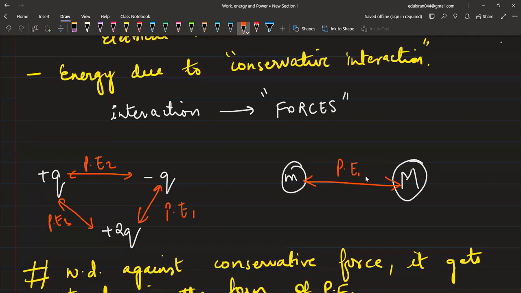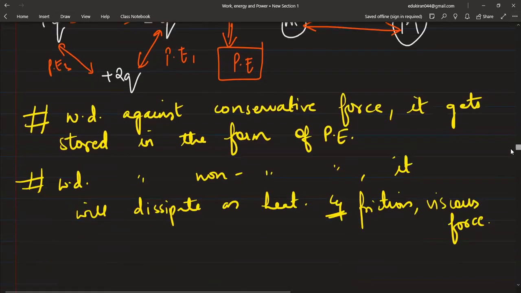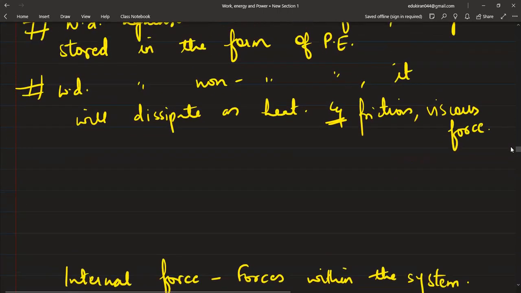Now see, in this case, you have no change in the configuration, size, position, or anything. So it's actually the forces. If you see two objects are able to exert force on each other, they are able to interact with each other, straight away mark it as conservative interaction. That is, all these will be leading to potential energy in your system. And work done against a conservative force is stored in the form of potential energy. If it is non-conservative, then it will dissipate as heat, like viscous force and friction force.